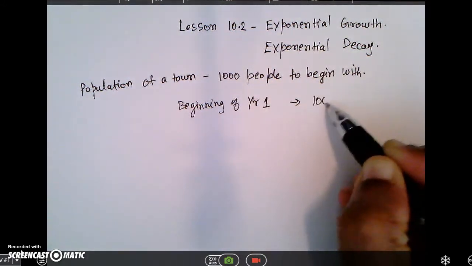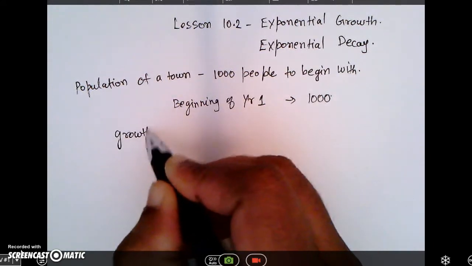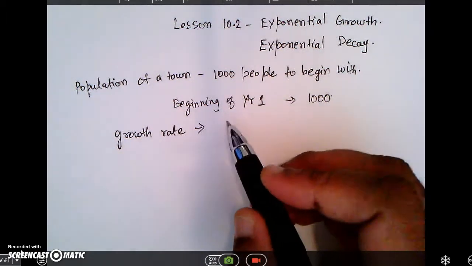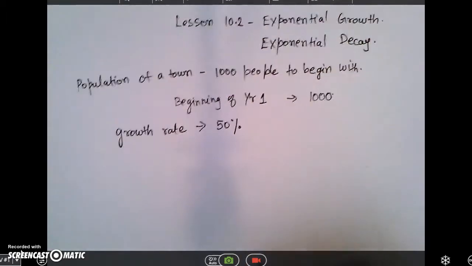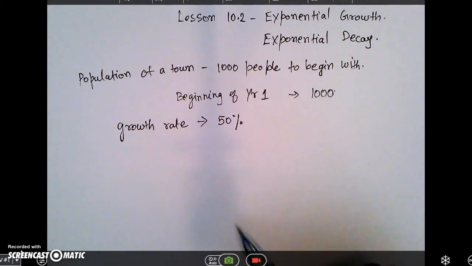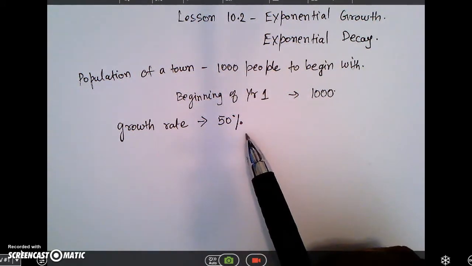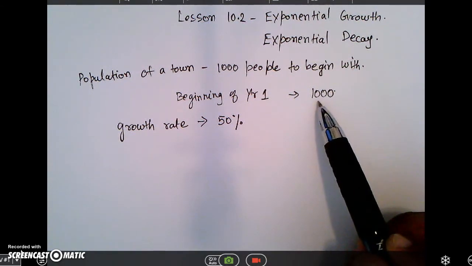I have 1,000 people. The growth rate they are talking about, growth rate means how the number of people is growing. They're saying the growth is 50%, so the growth rate is 50%. What do I mean by that? If I had 100 people, I'm adding 50 more people the next year, so that is 150. That's 50% of whatever it was. Now I'm not starting with 100 people, I'm starting with 1,000 people, right?